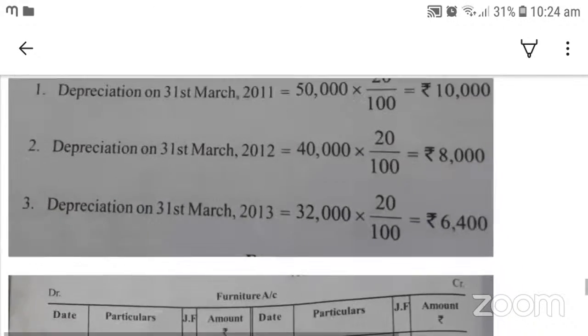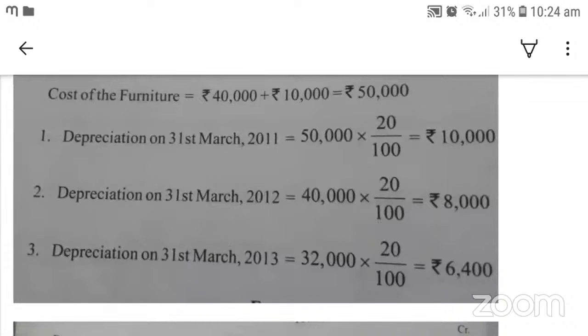Depreciation on 31st March 2011. They asked you to prepare machine account for 3 years. The first year is March 2011. The financial year is April to March. 50,000 is the cost of the asset. 50,000 into rate of depreciation 20% is 10,000. It is a written down value method.